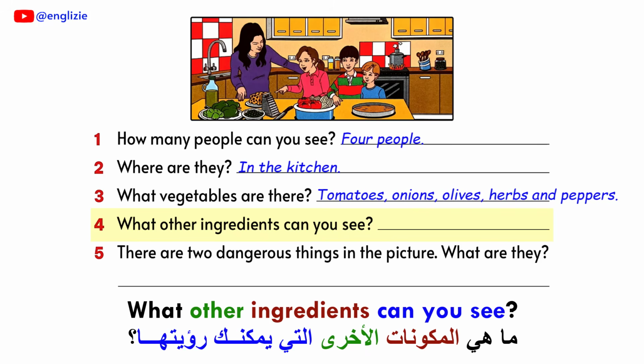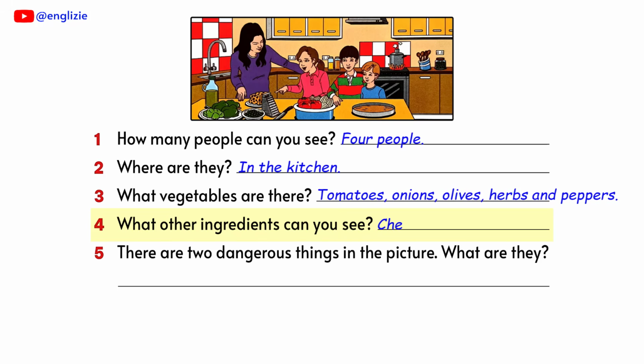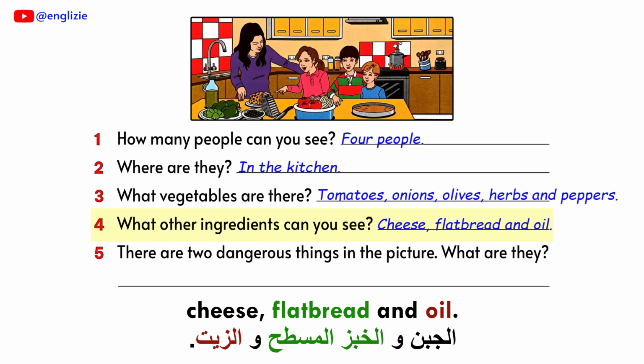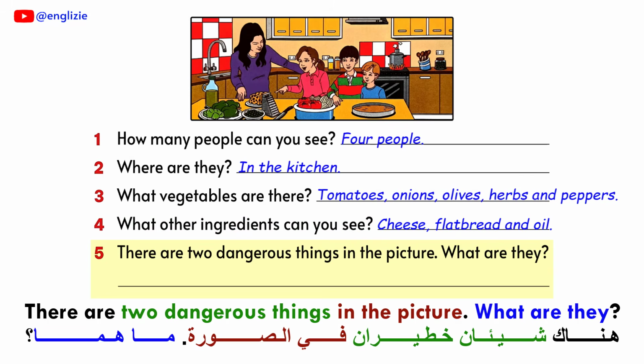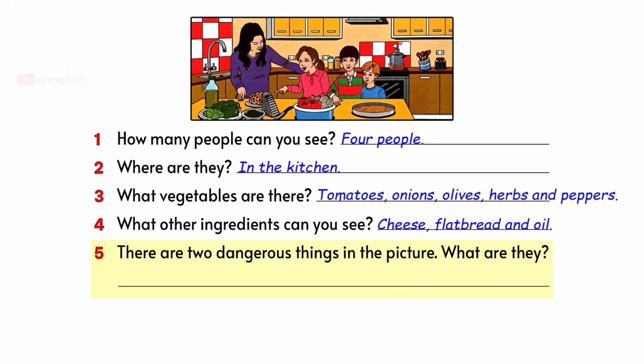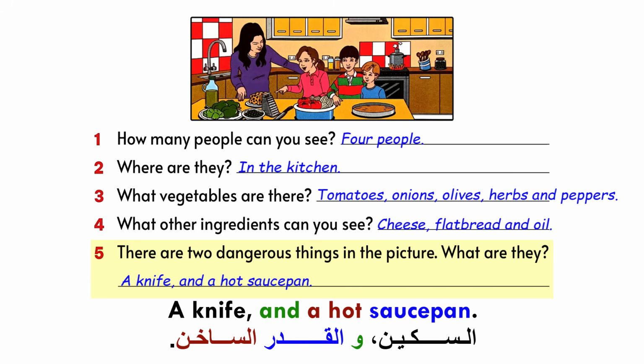4. What other ingredients can you see? Cheese, flatbread, and oil. 5. There are 2 dangerous things in the picture. What are they? A knife and a hot saucepan.